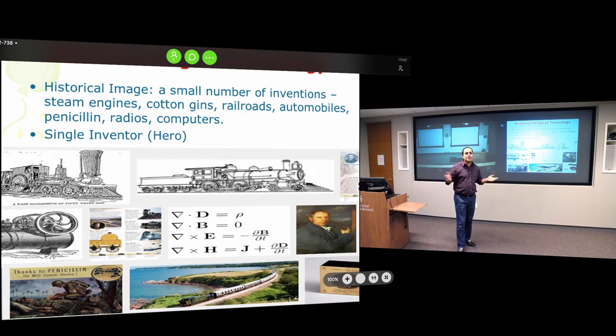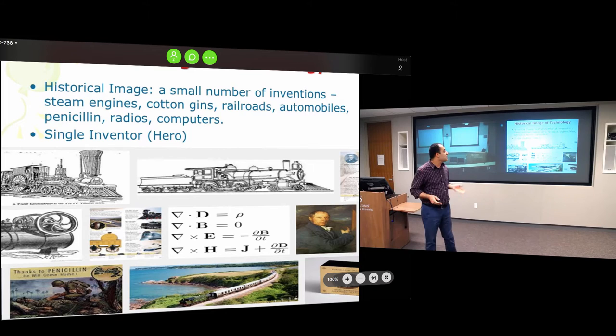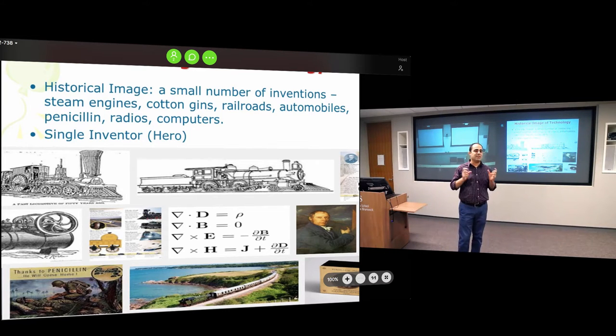Historically, technology has been seen as a small number of inventions, like steam engines, cotton gins, railroads, automobiles, penicillin, and etc. And in addition, when we talk about technology, we usually talk about technology in terms of its inventors. So let's say Edison or Nikola Tesla or Andrew Carnegie. They are just heroes in our eyes, and when we think about technology, we directly think in terms of its inventor. That person is a hero in our eyes.